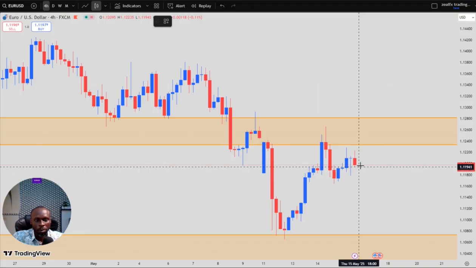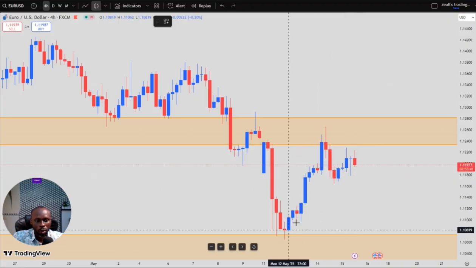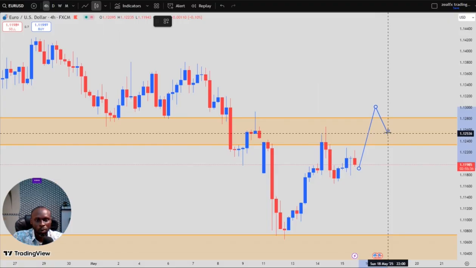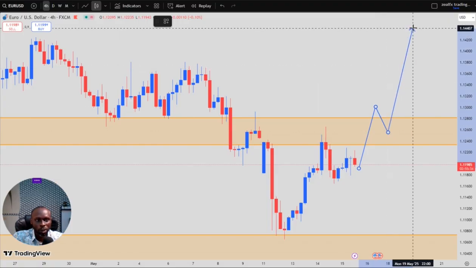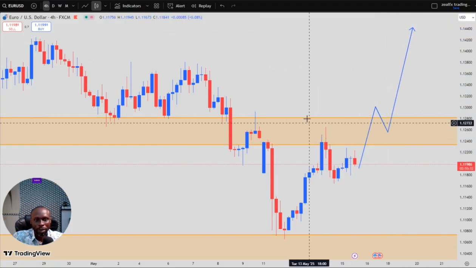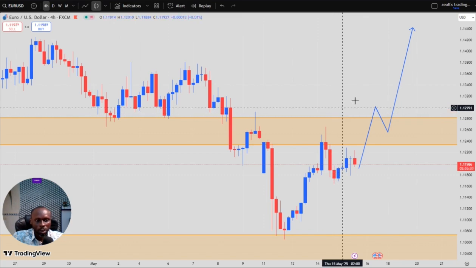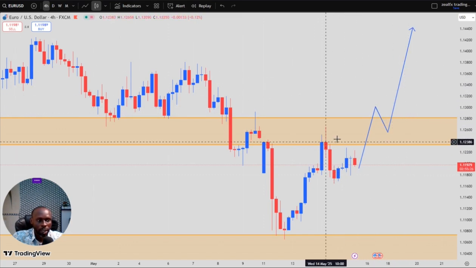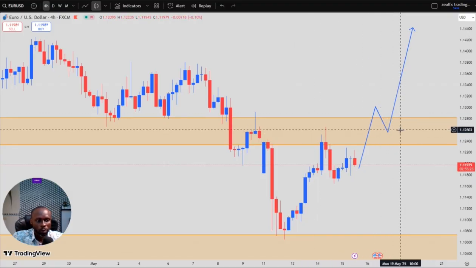You can see that price begins to change. We have a lower low and higher low, but we expect price to break out of this high, then we start to look for buying opportunities for the Euro USD. So wait for price to break out of this high, then start to look at our buying opportunity on the Euro USD.